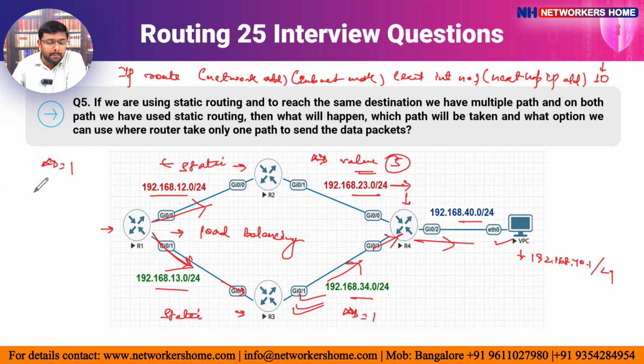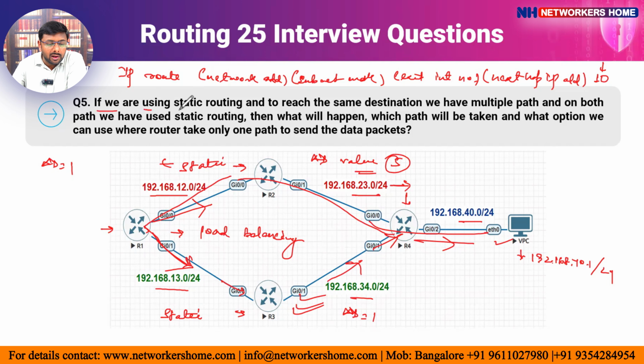So when we check the IP route table now, the best path is always present in the IP route table. So this will be present. Once this is not available, then it will change the path and it will use this path as well. But when this path is not available, then.